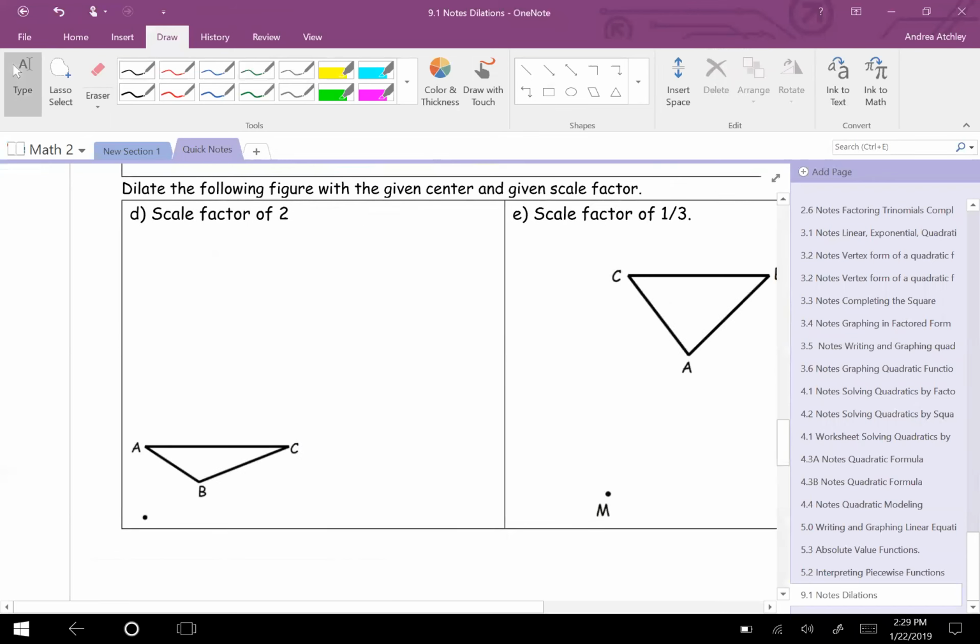Now we're going to learn how to draw a dilation. That's the figures with the given center and given scale factor.